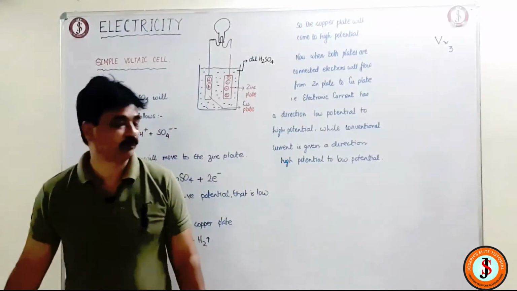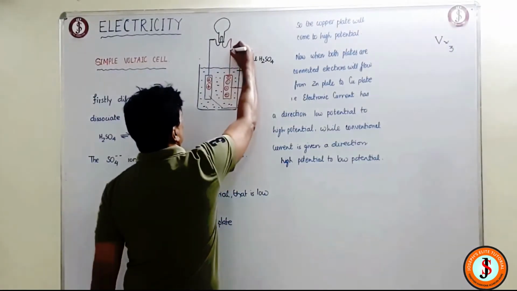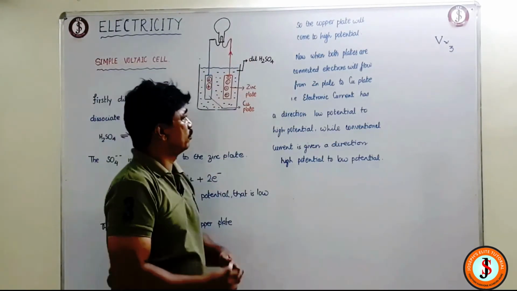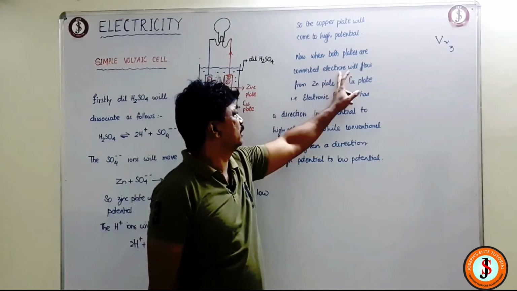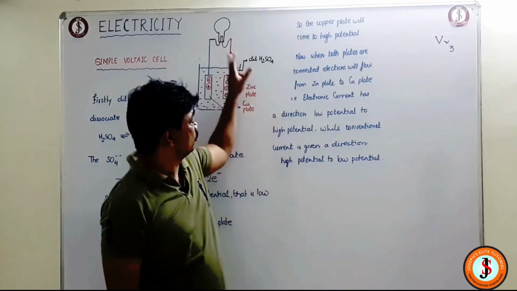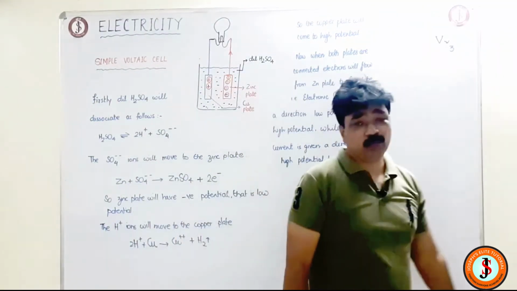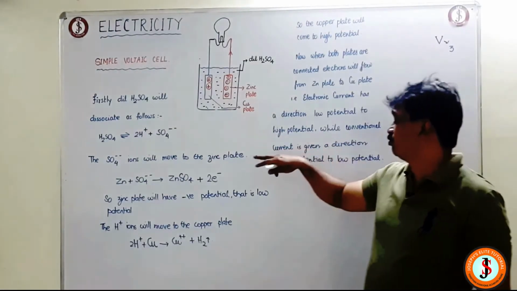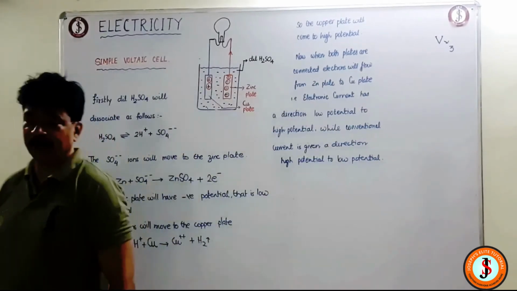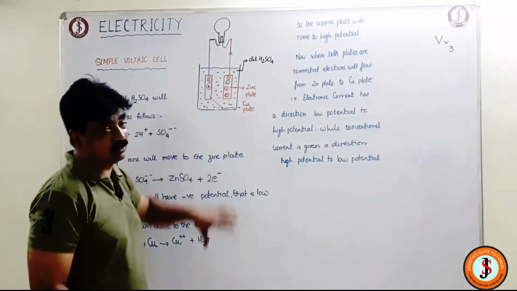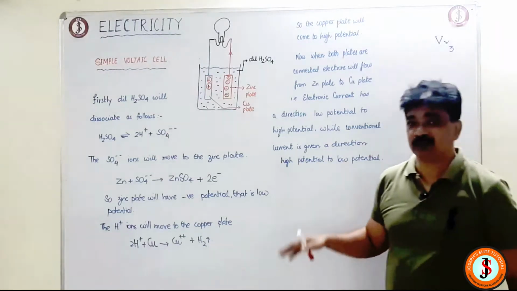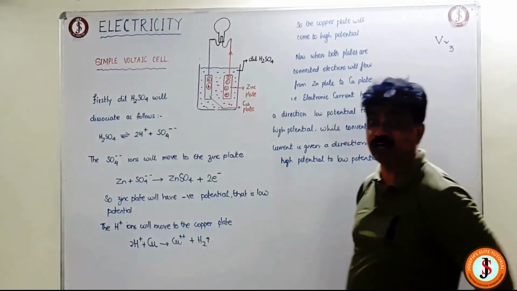There are two plates. As soon as we join the plates, electrons will move from the zinc plate to the copper plate. So electronic current flows from low potential to high potential. But conventionally we give the direction of the current from high potential to low potential. Through the process you will be able to understand that. So now the chapter has converted from electrostatics to electricity. What is electricity? It is a flow of charges.